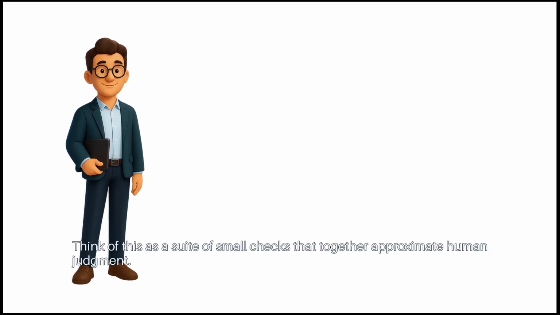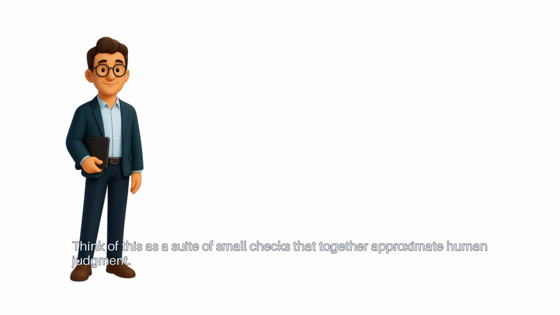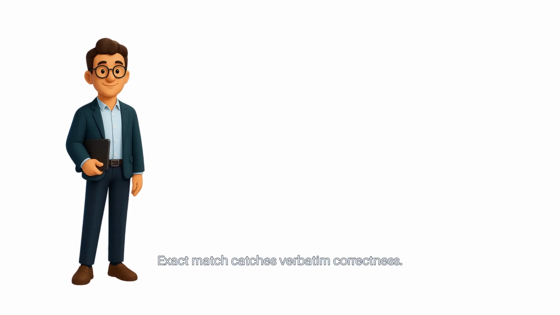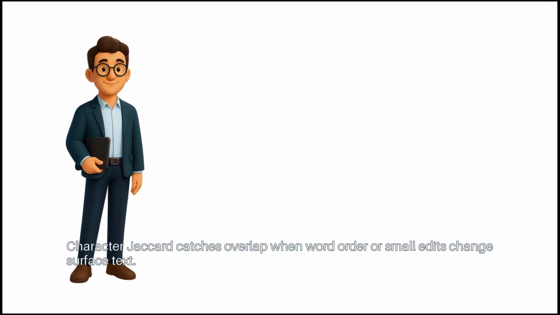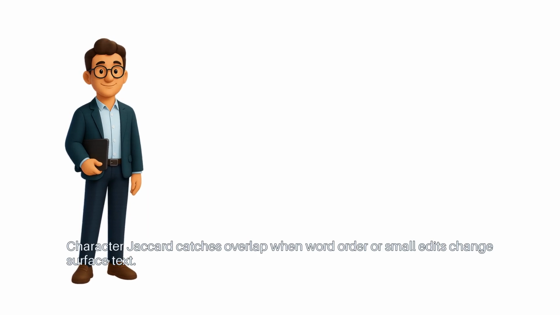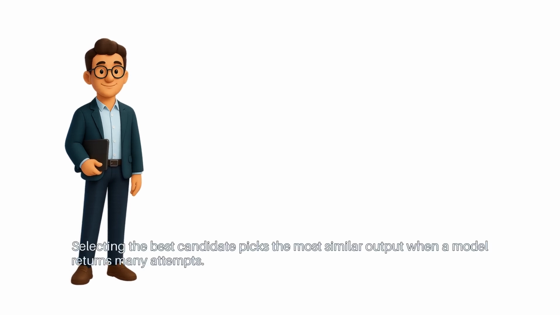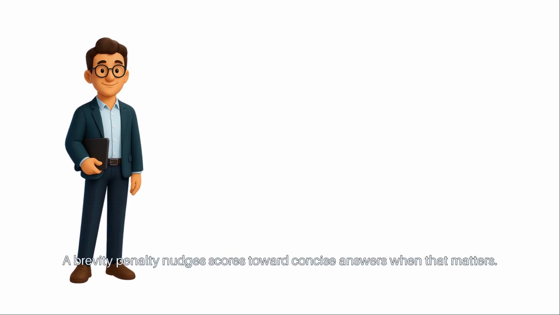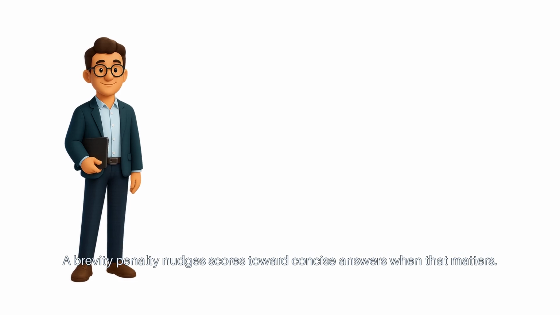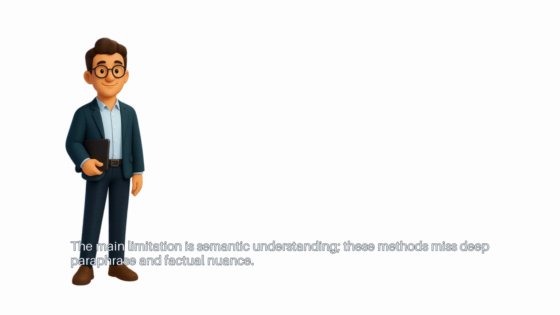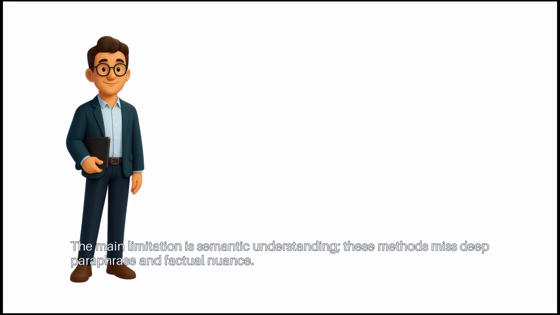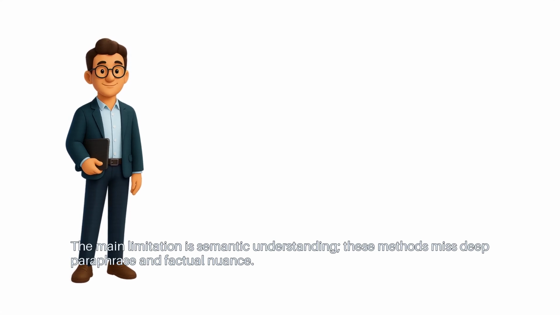Concept overview. Think of this as a suite of small checks that together approximate human judgment. Exact match catches verbatim correctness. Character Jaccard catches overlap when word order or small edits change surface text. Selecting the best candidate picks the most similar output when a model returns many attempts. A brevity penalty nudges scores toward concise answers when that matters. The main limitation is semantic understanding. These methods miss deep paraphrase and factual nuance.